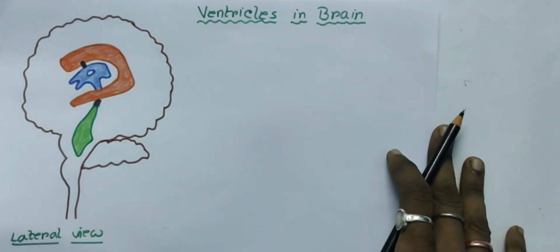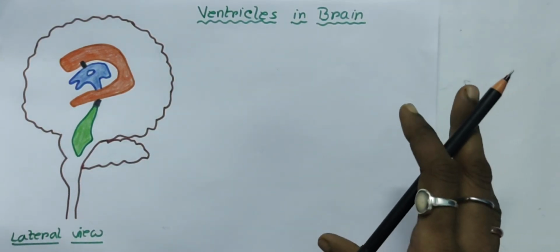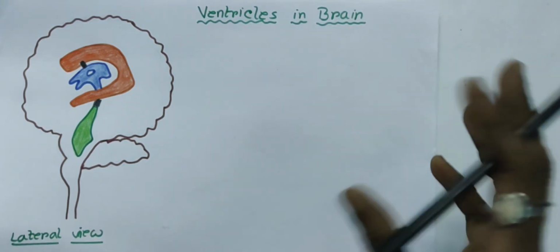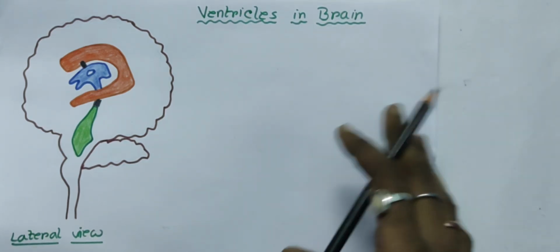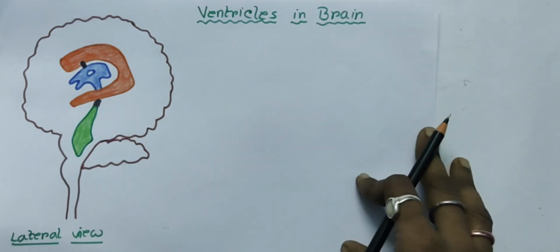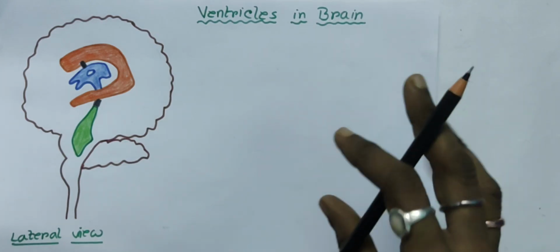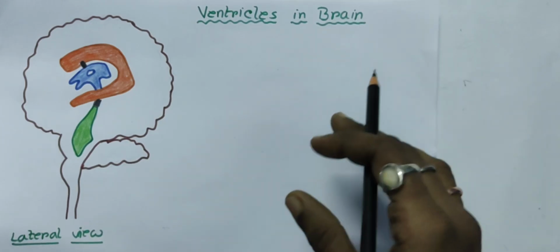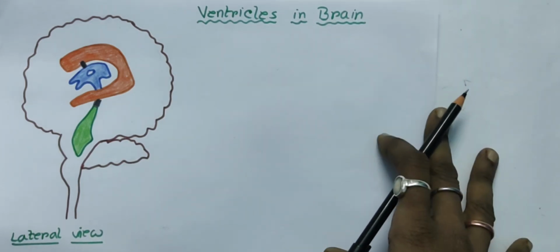Ventricles are mainly hollow spaces, the cavities. So, four interconnected hollow spaces or cavities of the brain. They produce the cerebrospinal fluid and also transport the cerebrospinal fluid to the brain and to the spinal cord.